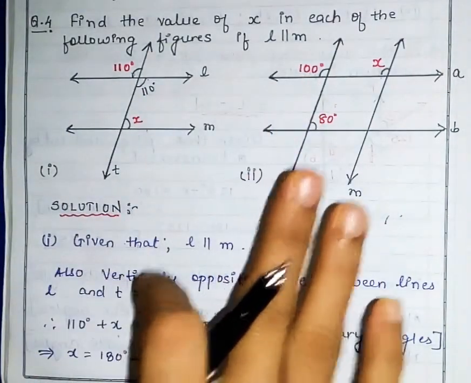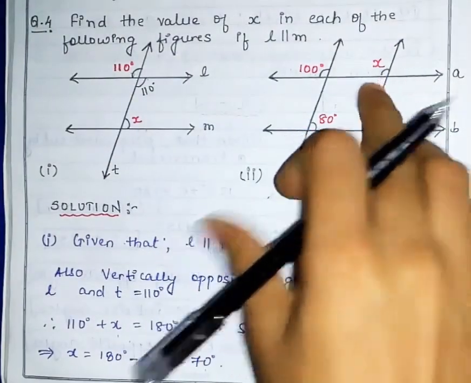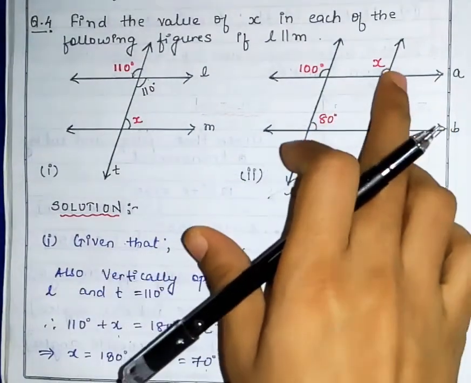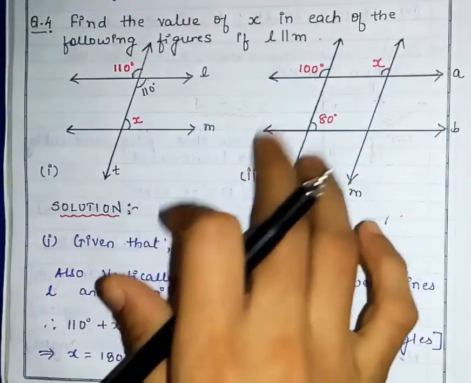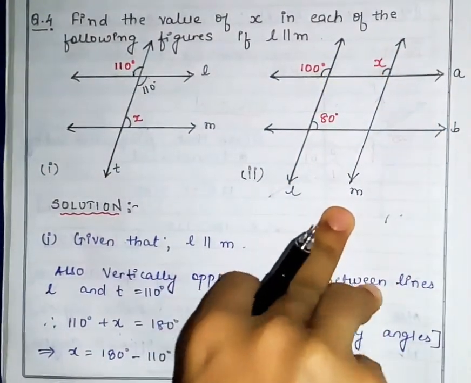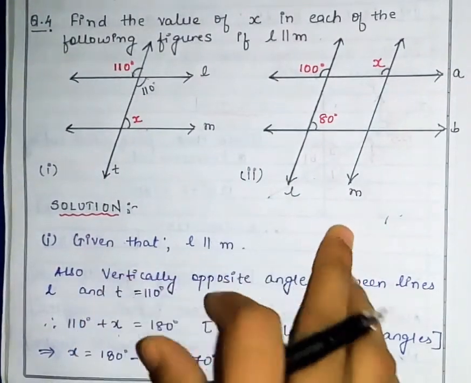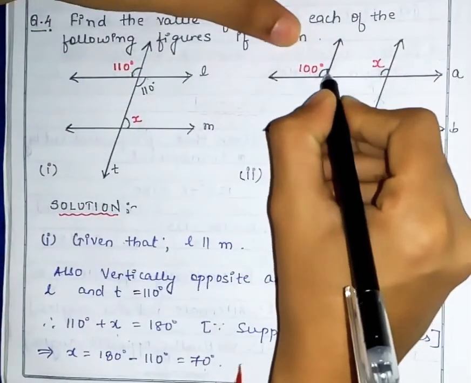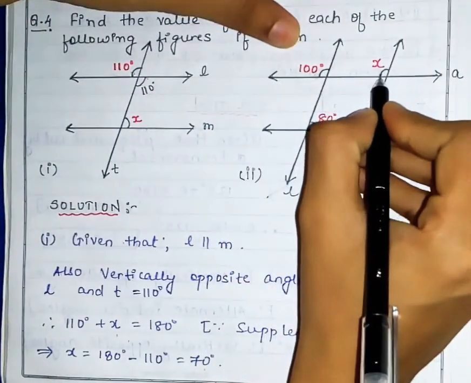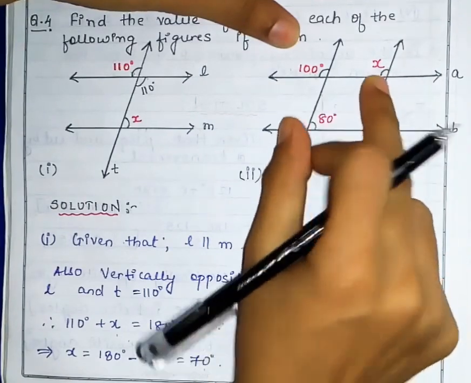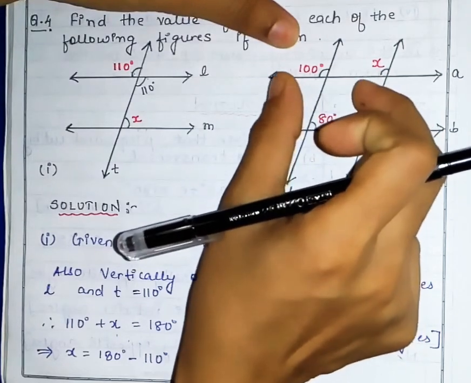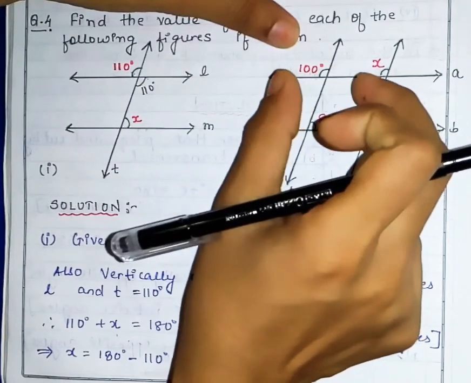Now how can you find x? You need to see where x is and what connectivity you can get. Is it in vertically opposite angles, or corresponding, or alternate, or interior? Which property you can use, that you need to think. You need to see the figure carefully. This 110 degree angle is on the left side of this line, and this angle x is also on the left side of this line. So they are both in the same position, which means they are corresponding angles.